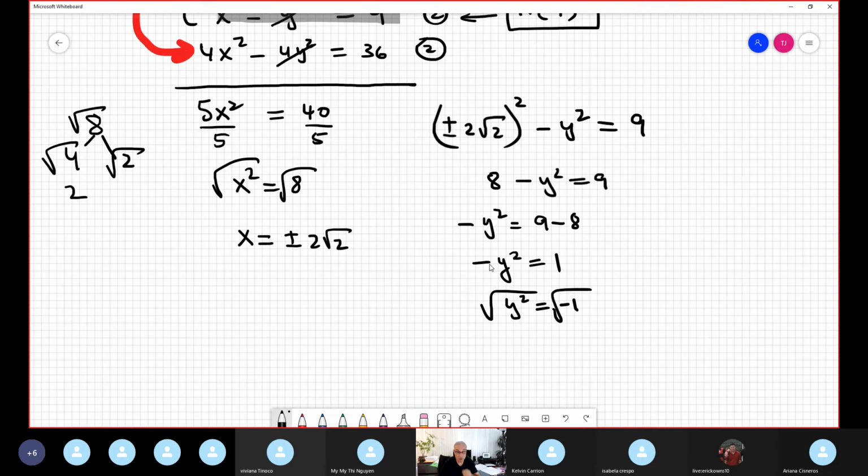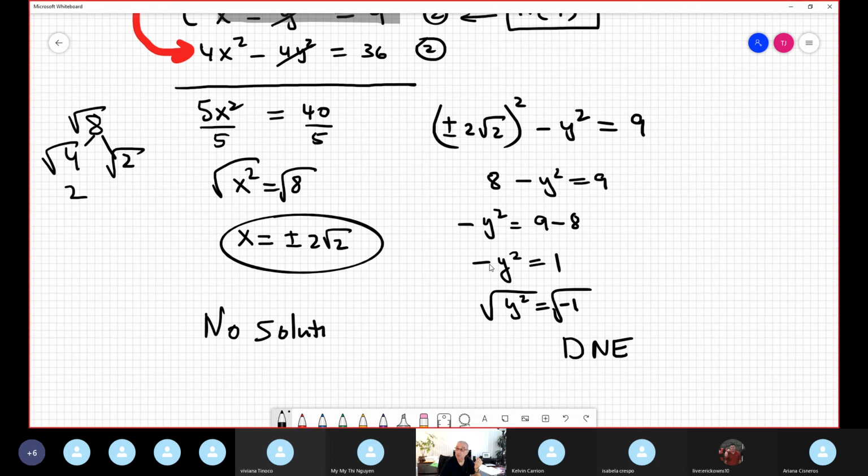And when you apply square root, again, we have an imaginary number. And when you have an imaginary number, it's because this solution does not exist. So what do you suppose? You get that x equals something, but y does not exist. The solution is the point x comma y. At least one failed, no solution. No solution we have in this example.